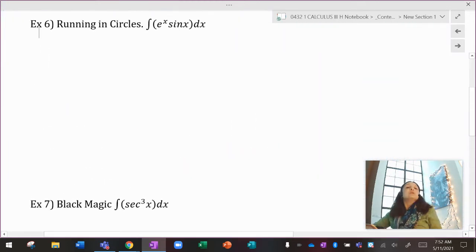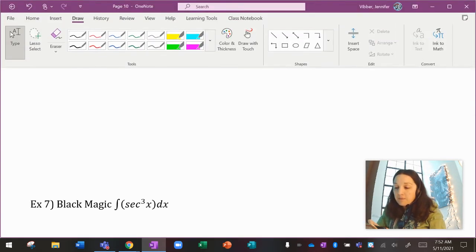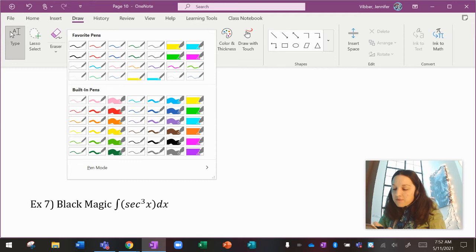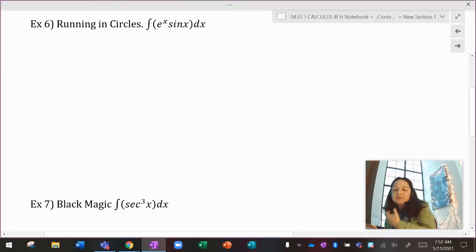All right, 2 more. Integral of e to the x sine x. This one's a fun one. This is one of my favorite applications of integration by parts because it's just, I don't know, I like it when fun things happen that you didn't expect and you go, oh, you can do that? Yeah, you can do that. So let's see what happens.